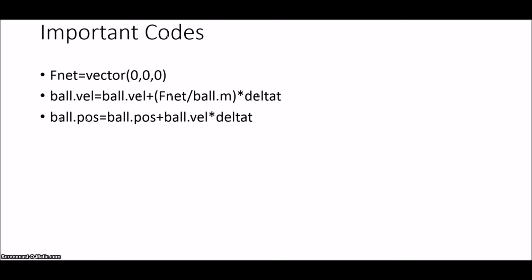Some important codes that were used in VPython showed the net force that equals 0, the ball's velocity, and the ball's position, making it possible to extract position versus time data.